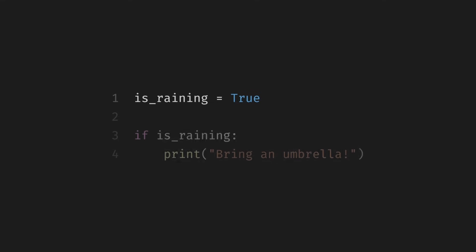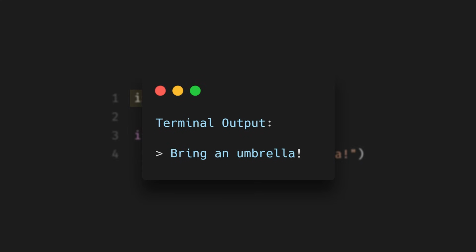Next, we add an if statement. The syntax is simple. Write if and then the condition. This means if the variable isRaining results to true, Python will print bring an umbrella.